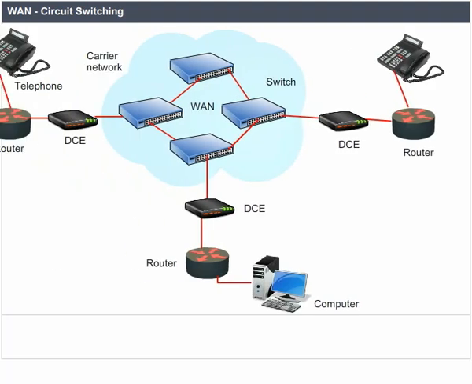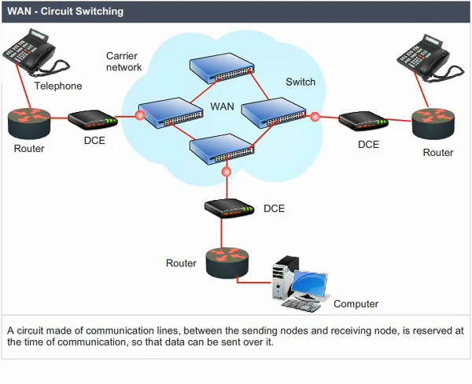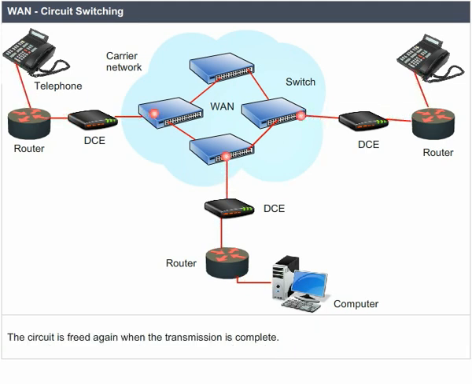WAN circuit switching. Circuit switching is a data transfer method that involves establishing a dedicated circuit within a network. A circuit made of communication lines between the sending nodes and receiving nodes is reserved at the time of communication so that the data can be sent over. The circuit is freed again when the transmission is complete. Integrated Services Digital Network (ISDN) is a good example of circuit switching.